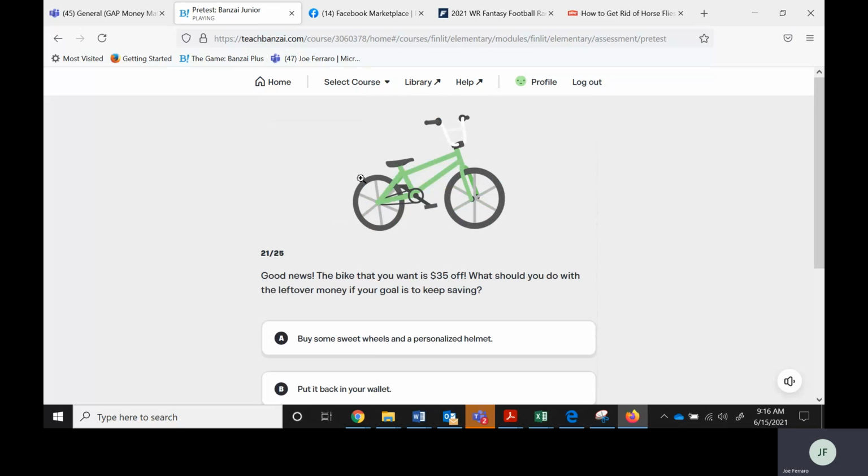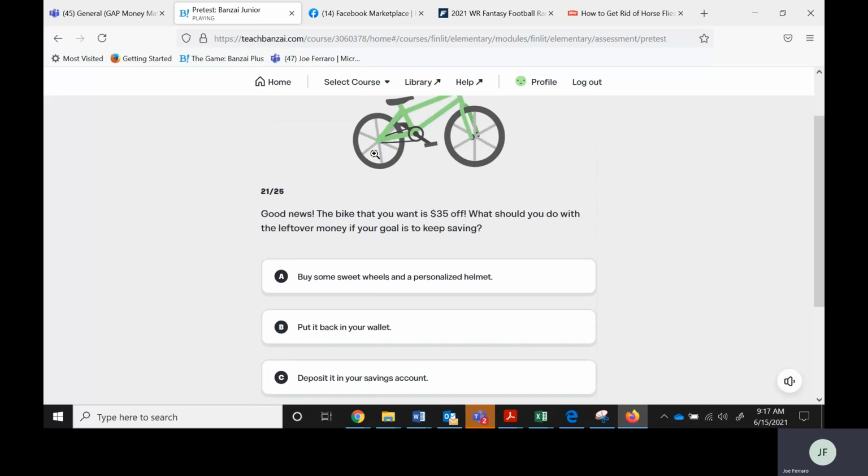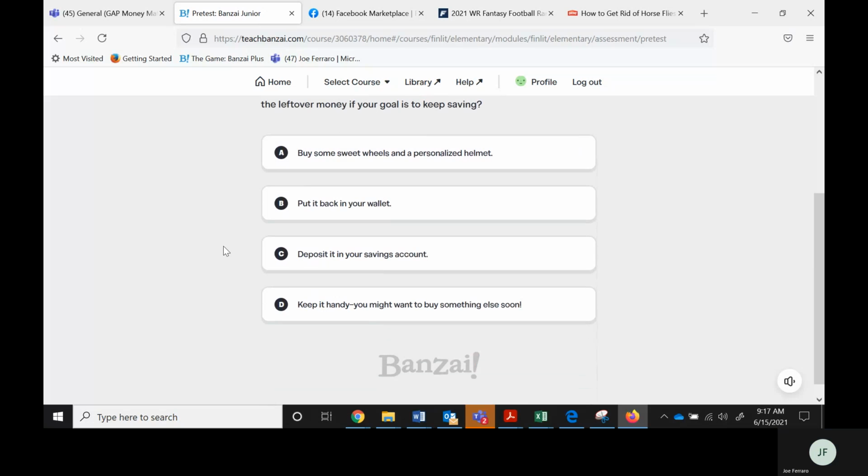Almost done. Good news, the bike that you want is $35 off. What should you do with the leftover money if your goal is to keep saving? Buy some sweet wheels and a personalized helmet. Put it back in your wallet. Deposit it in your savings account. Keep it handy. You might want to buy something else soon.